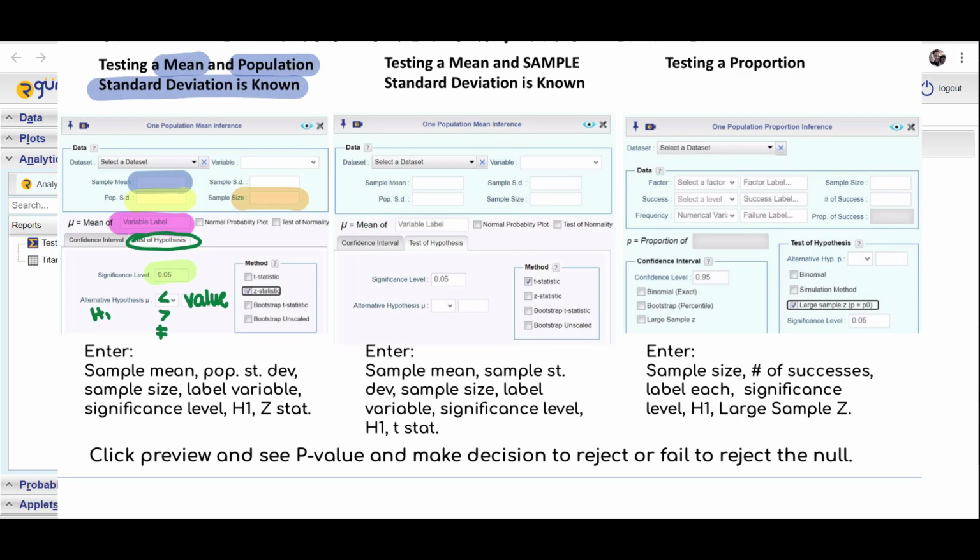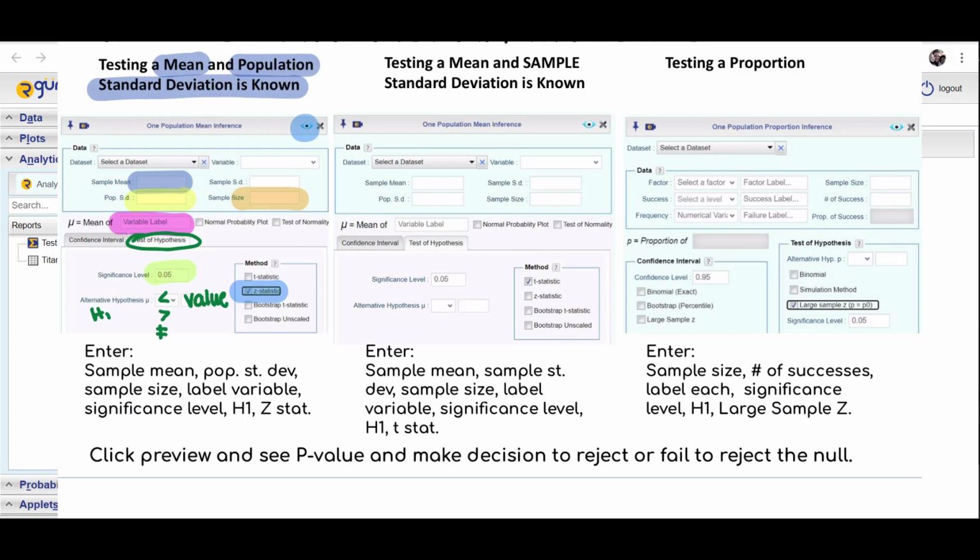And then if they have given you, again, the population standard deviation, you're going to choose the Z statistic, and then you're going to choose preview. And when you do that, you're going to see what the p-value is. And then you're going to use that to make your decision.